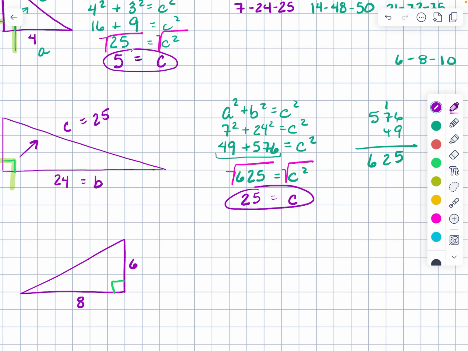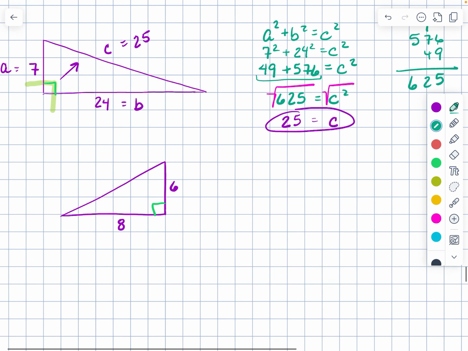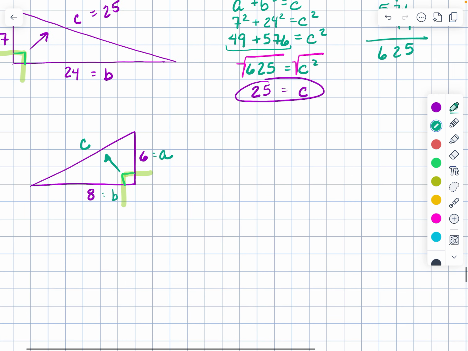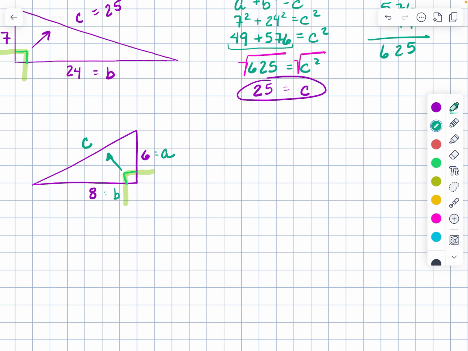I've got one more here. I'm going to mark my right angle, which crosses the legs. So I'm going to label this one as A and this one as B. And my right angle points to the hypotenuse, which is the longest side. I know I'm being repetitive, but I want it to sink in for you. Okay, so we're going to rewrite the Pythagorean theorem. A squared plus b squared equals c squared.